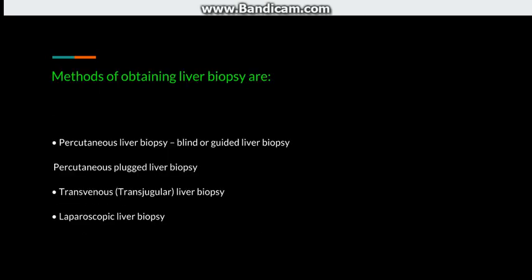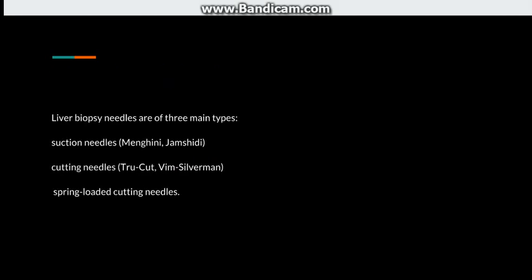Now going to the methods, there are many methods. First is the percutaneous method, and the percutaneous method can be either blind, guided liver biopsy, or plugged liver biopsy. Another method is transvenous or transjugular liver biopsy, and the last one is laparoscopic liver biopsy. We'll firstly discuss the liver biopsy needles and then go to the method. The liver biopsy needles can be of three types. There can be suction type needles, cutting type needles, and also spring loaded cutting needles.